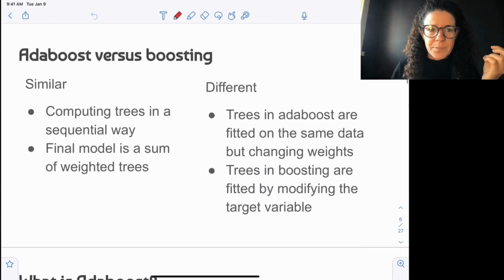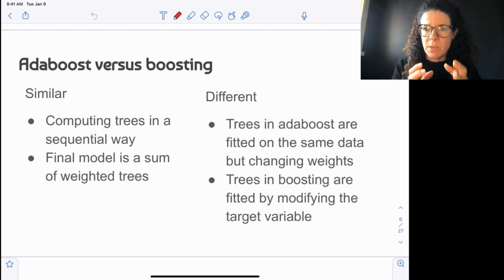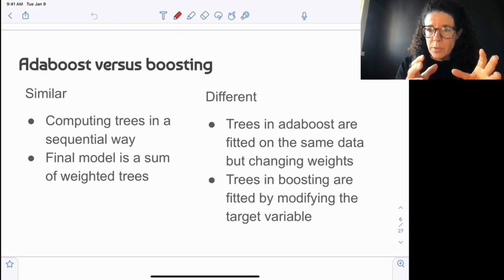So what are the similarities or differences between AdaBoost and the boosting algorithms that we have seen so far? The similarities are that we are computing trees in a sequential way. We compute one tree, we use the output of that tree to compute the next tree, we need the outputs of these two trees to compute the next tree, and so on, right? And then the final model is computed by summing or averaging or weighting different trees differently, right? So that's what is similar.